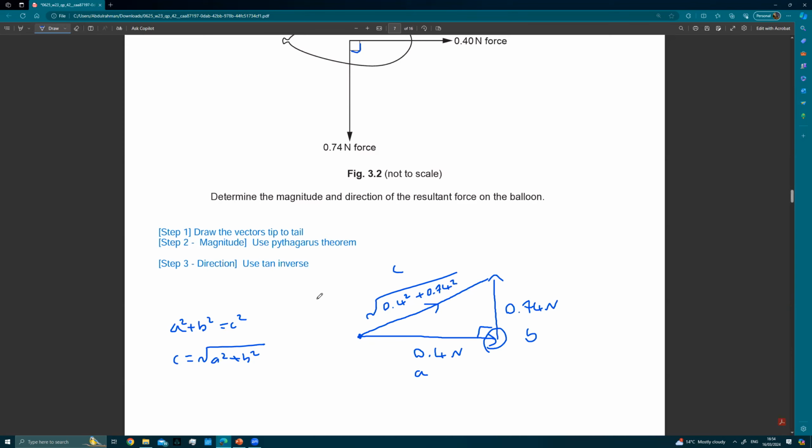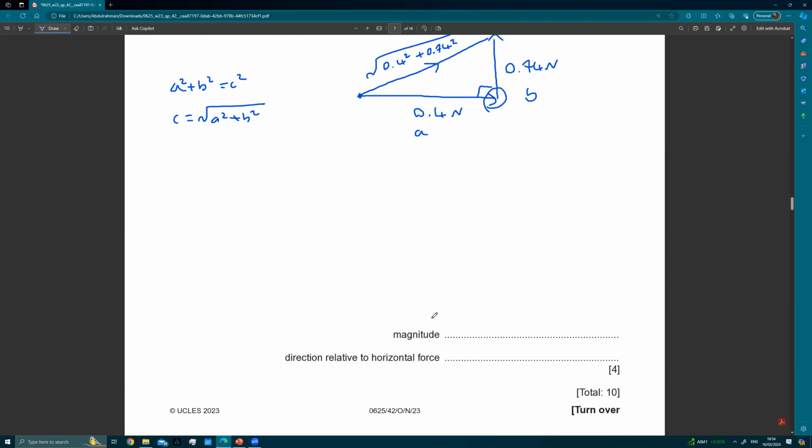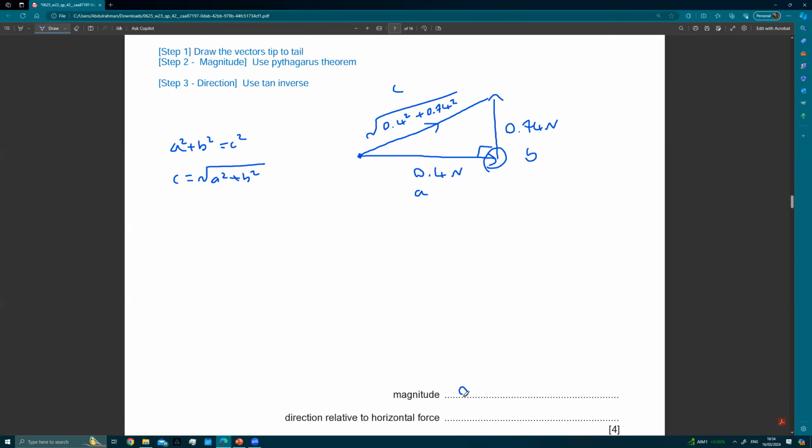All right, so this will give me the magnitude. If I put this in my calculator, let me see what I get. So we're going to say the magnitude is 0.84 newtons if I round.